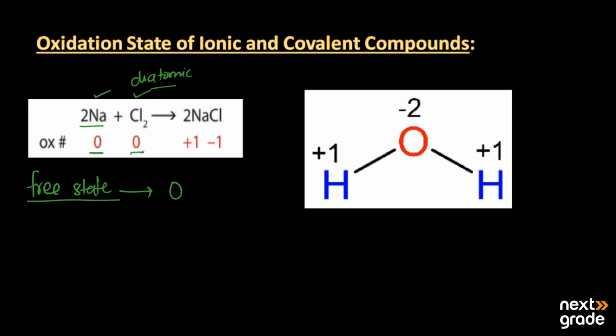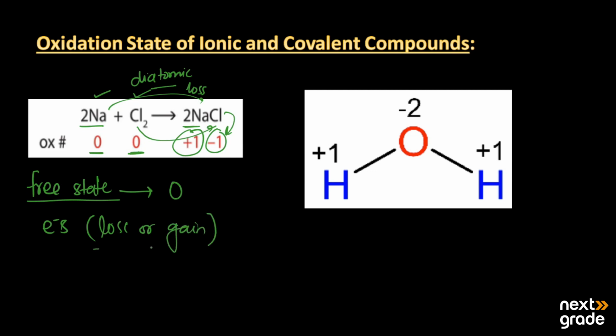So its oxidation state is also 0. But on the other hand, when the sodium loses the electron and chlorine gains the electron, here the oxidation state of sodium is +1 and that of chlorine is -1. So the total number of electrons lost or gained, the oxidation state of ionic compounds depends upon this point.